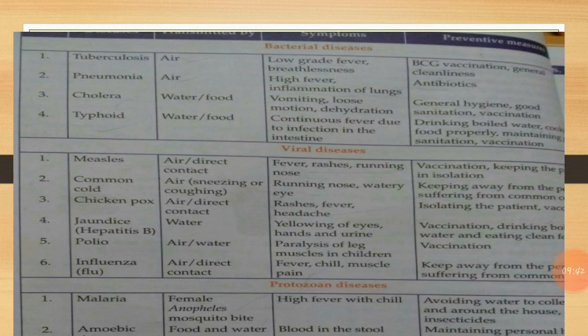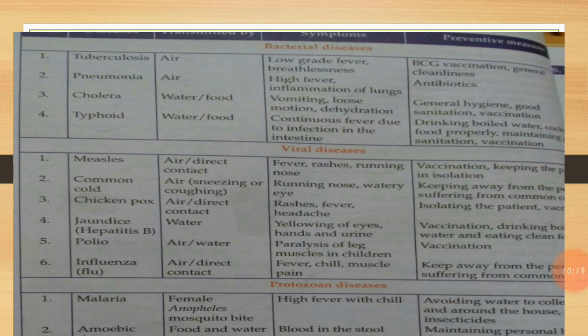Next is pneumonia. Pneumonia is transmitted by air. The symptoms are high fever and inflammation of the lungs. The preventive measure is taking antibiotics. The third one is cholera. Cholera is transmitted by water and food. The symptoms are vomiting, loose motion and dehydration. The preventive measures are general hygiene, good sanitation and vaccination.